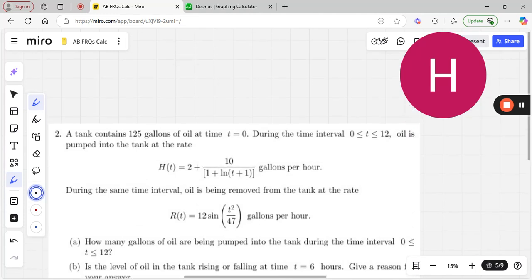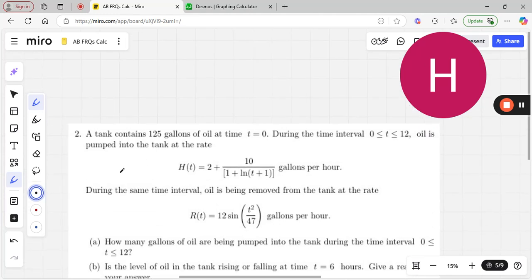Here we go. A tank contains 125 gallons of oil at time t. So I'm just going to call this G of 0 equals 125.